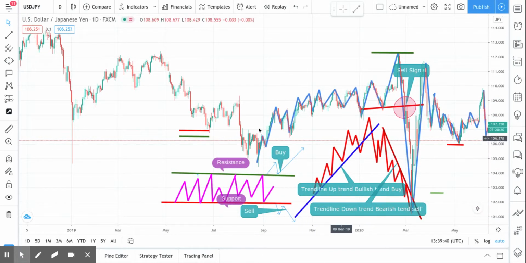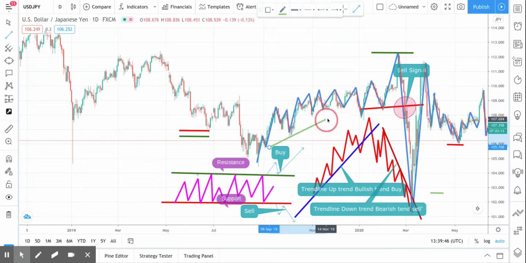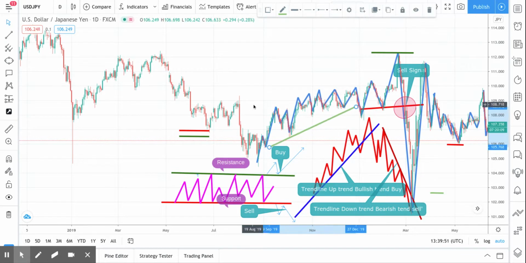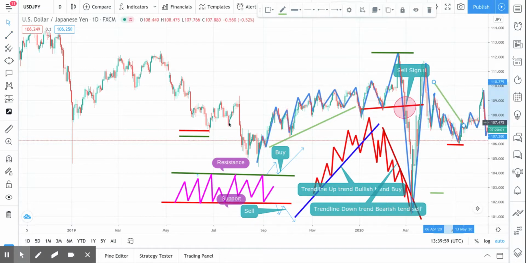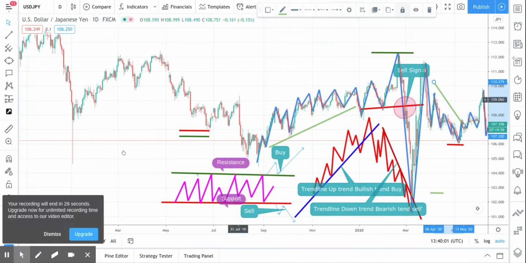We understood the trend, because this here is a trend. Okay. We understood the trend. This here is a trend. Okay. This here is a trend. We understood the trend. We understood we're going upwards, so we know what to do.